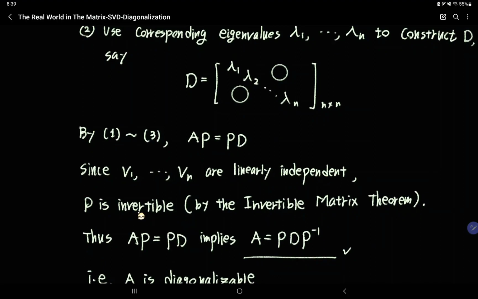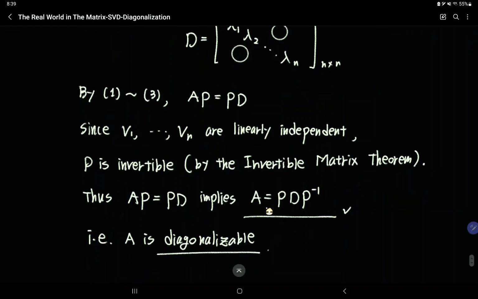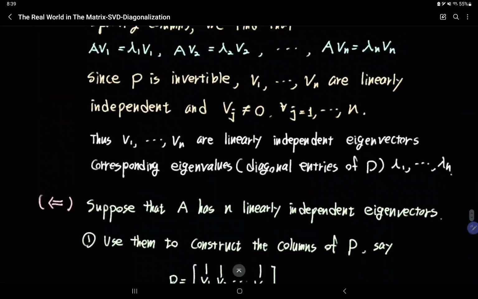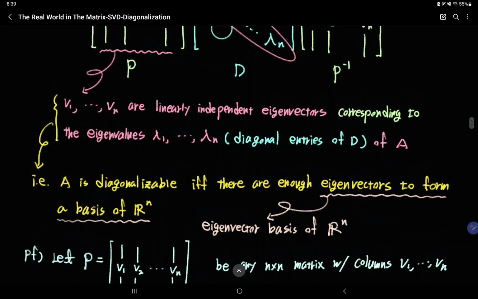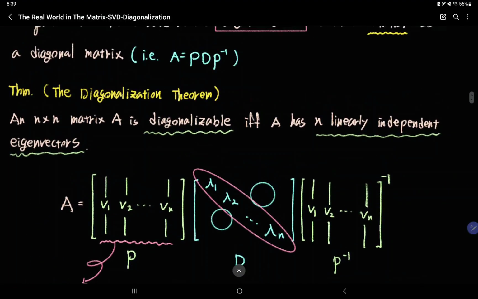Since v1 through vn are linearly independent, P is invertible. If you don't get it, please look at the invertible matrix theorem. So AP equals PD implies that A is equal to PDP inverse. Simply, we right multiply this relation by P inverse, and we get this. So it means that A is diagonalizable, and the proof is done. So that's what we saw today, the diagonalization theorem. That's it for today.